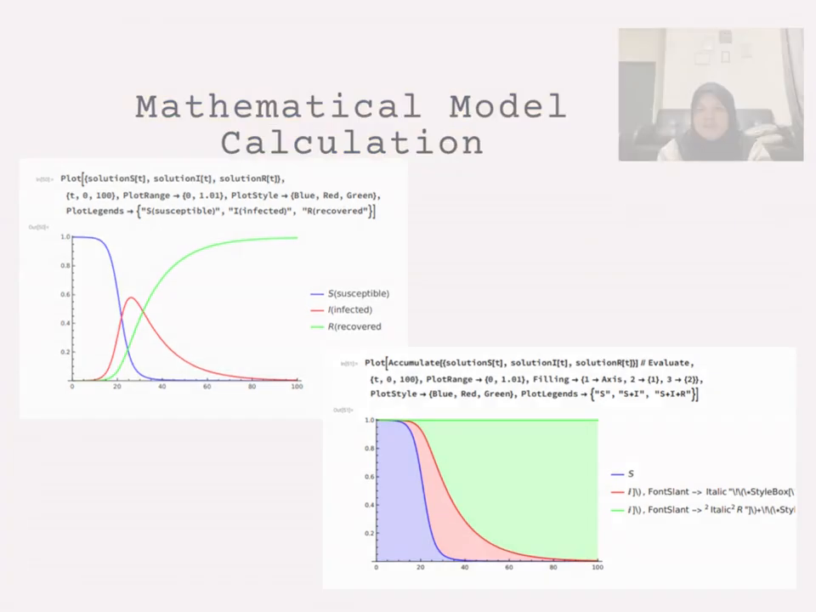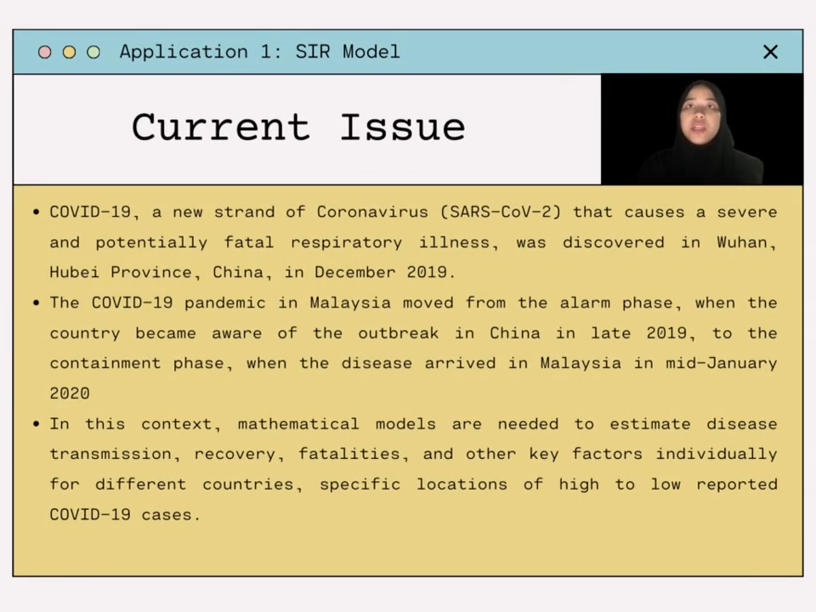The current issue for application 1, which is the SIR model, is COVID-19, a new strain of coronavirus that causes a severe and potentially fatal respiratory illness. It was discovered in Wuhan, Hubei province, China in December 2019. The COVID-19 pandemic in Malaysia moved from the alarm phase, when the country became aware of the outbreak in China in late 2019, to the containment phase, when the disease arrived in Malaysia in mid-January 2020.